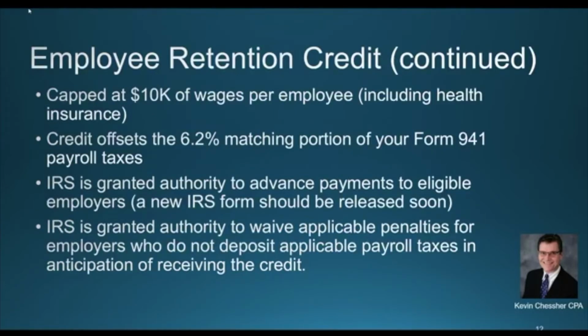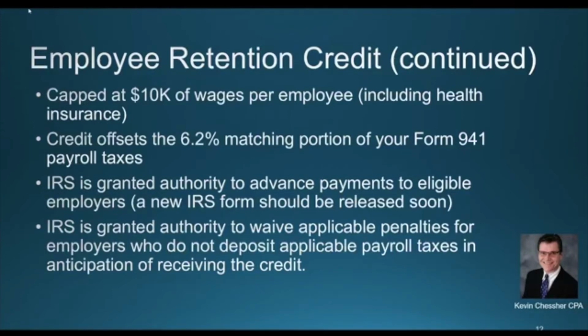Now, it is capped at $10,000 of wages per employee. Now, that can include health insurance. So if you have 10 employees, the cap could be $100,000 in wages. And the credit offsets the 6.2% matching portion of your Form 941 payroll taxes. This is what's commonly called the employer's portion of FICA, the employer's portion of Social Security. It's not what's withheld from the employee's pay, it's what the business matches. So that's what we get to offset against.